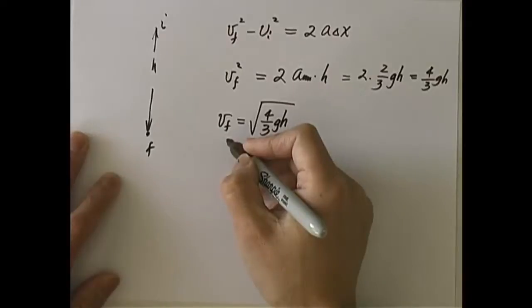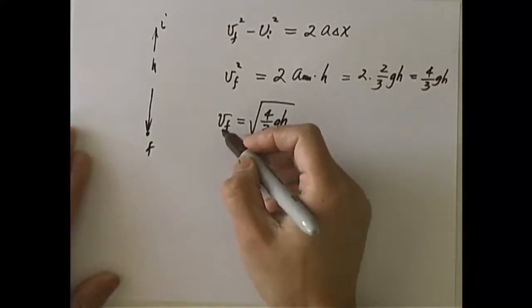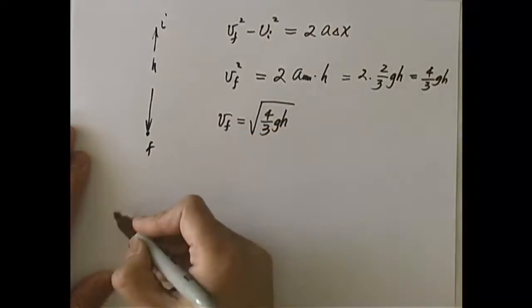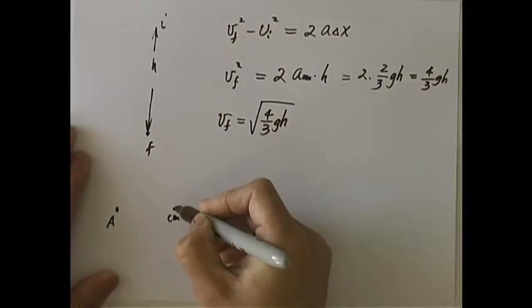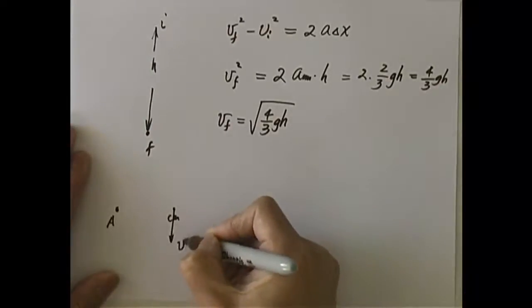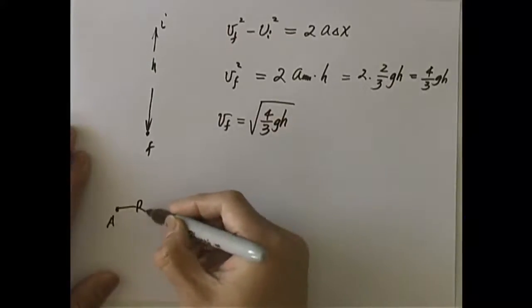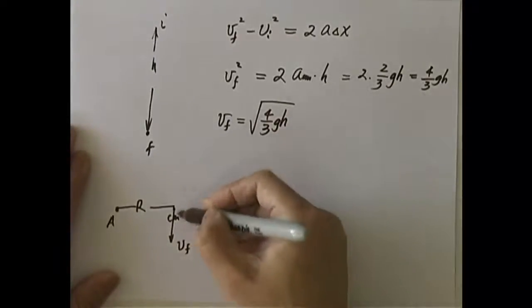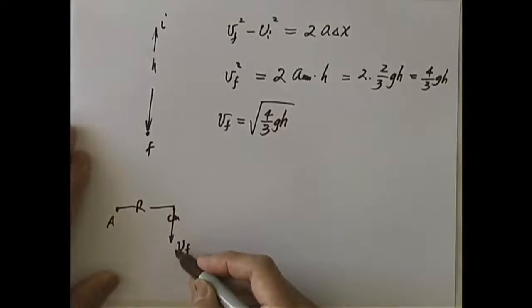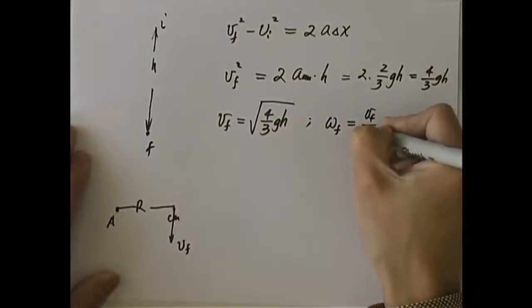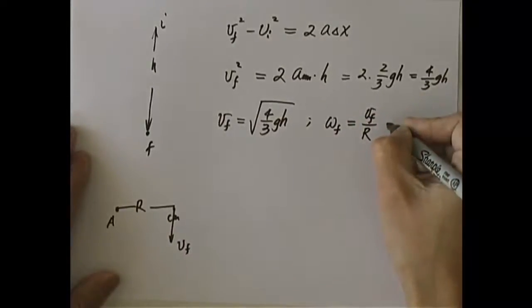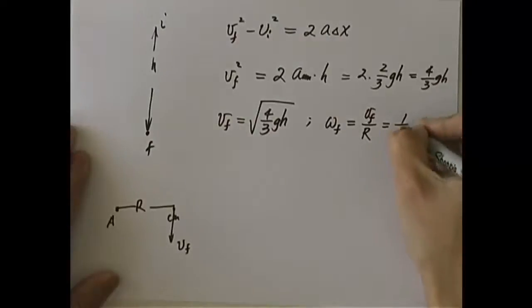From that, you can also figure out the angular speed of rotation at this moment. Here's point A. Here's the center of mass. The center of mass goes down with this v final. That's linear velocity. This distance is R. So what is the angular speed? Omega times R gives you that linear speed, right? So omega final is v final over R, and that equals 1/R times the square root of 4/3 gh.